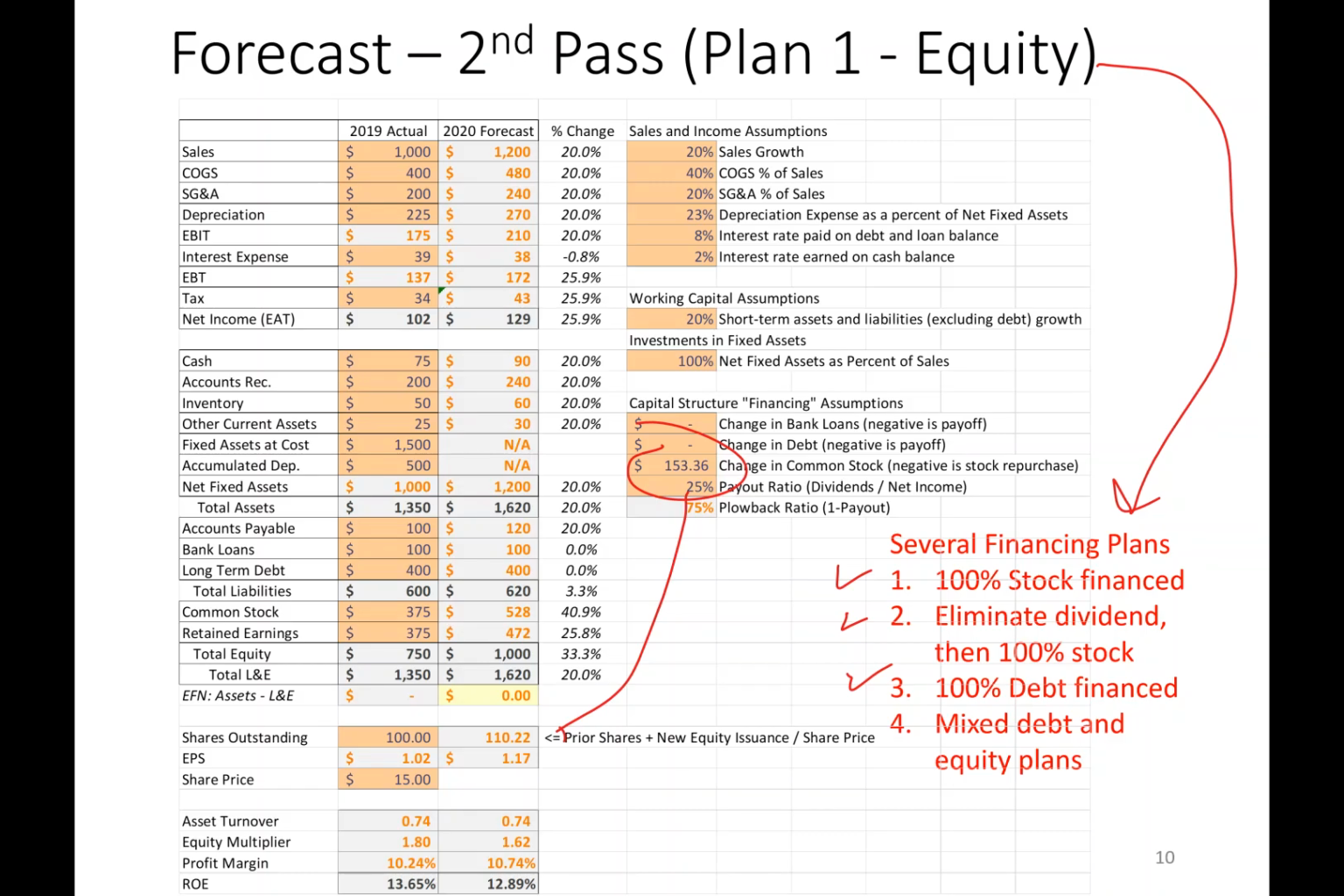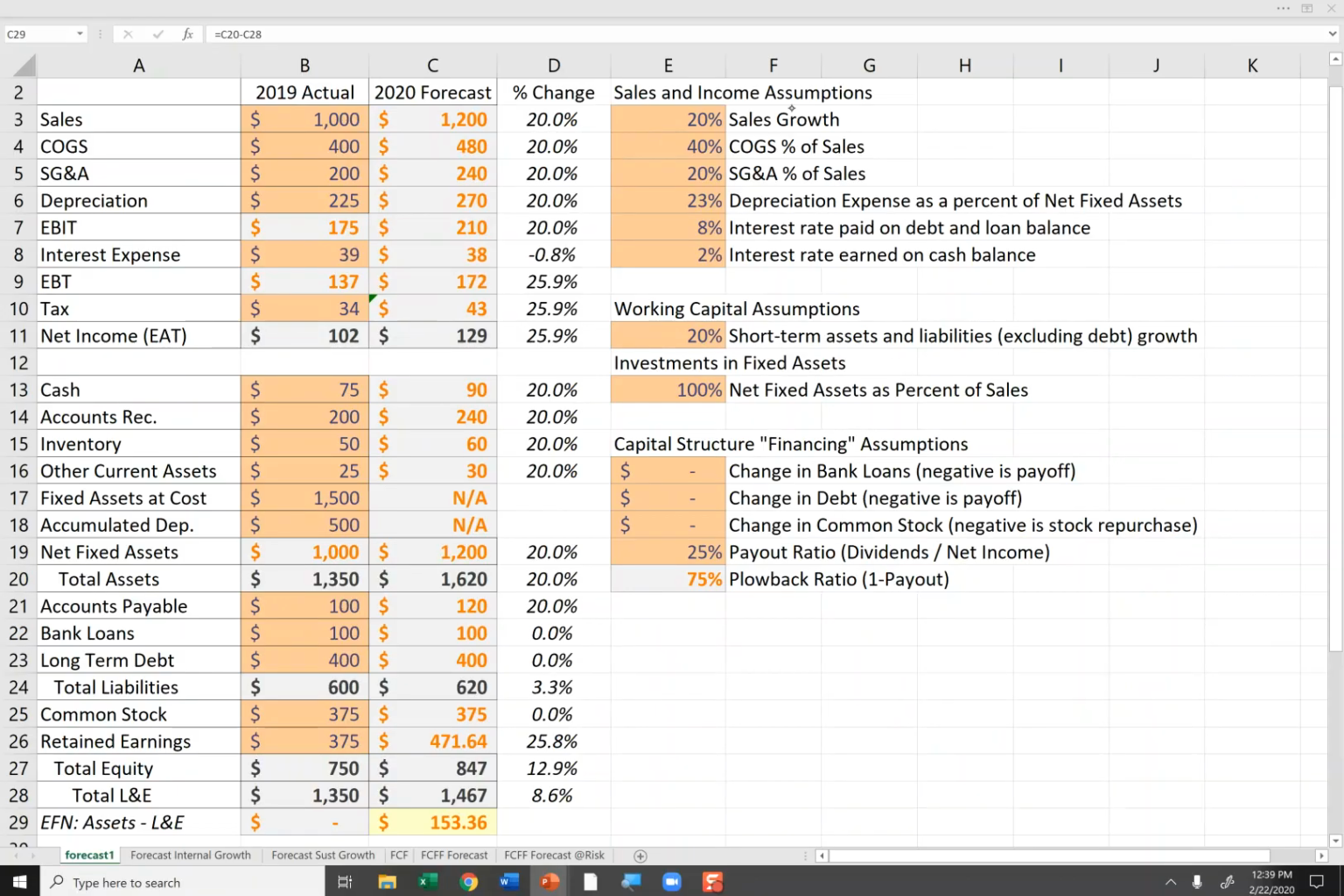So in the last topic, we did a first pass of our financial statements. And what we did is we assumed sales growth was 20%. I'm going to switch over to the spreadsheet. I assumed that my short-term assets also grew at 20%, kept dividend payout the same, made a few other assumptions. And what we determined is to get that 20% sales growth, I'm going to need a 20% increase in assets. In the end, I'm going to need to finance an extra $153 of asset growth.